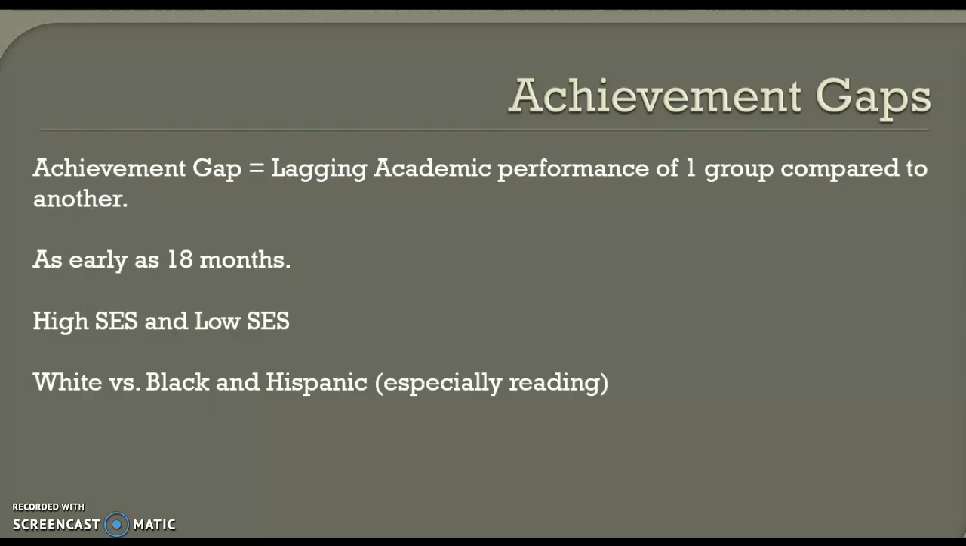Typically, the gap is between high socioeconomic status and low socioeconomic status children and families. Typically white versus Black and Hispanic. We can identify the achievement gaps as early as 18 months. So when we're looking at development at 18 months, we can already start to see some of those developmental delays that are then going to lead to delays in being kindergarten ready.